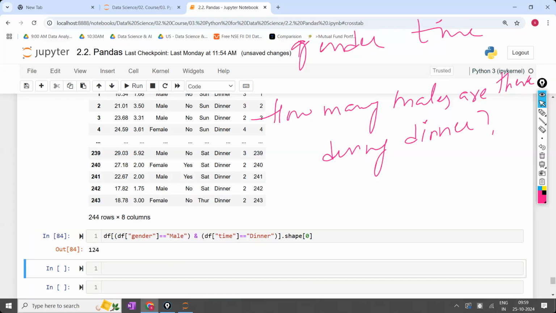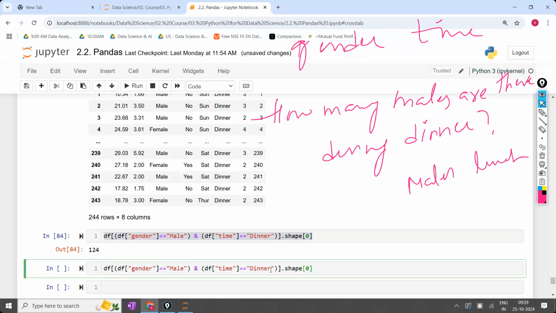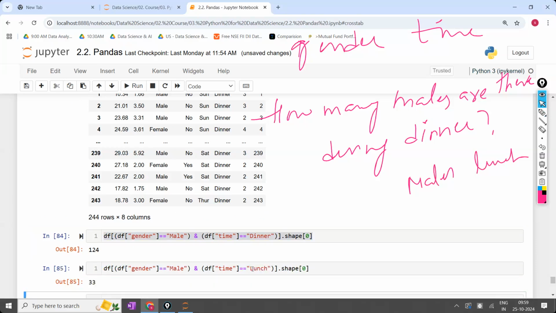Now similarly, male with lunch also. How many records are there with males with lunch? So here the same thing I'm going to take. Here instead of dinner, I'm going to write lunch. This is the answer. 124 and 33. Done. Nice.